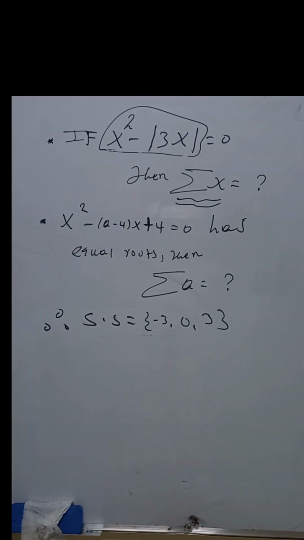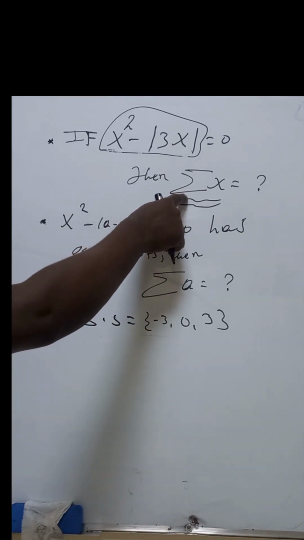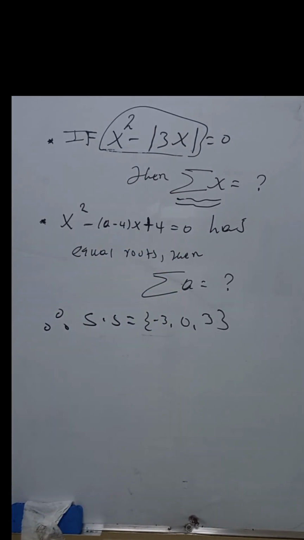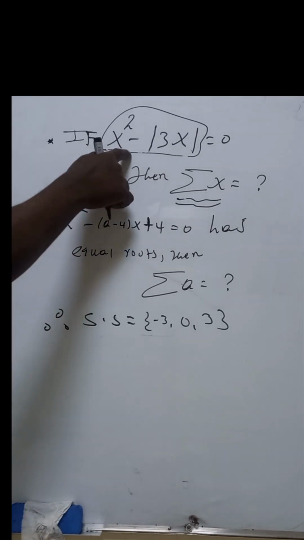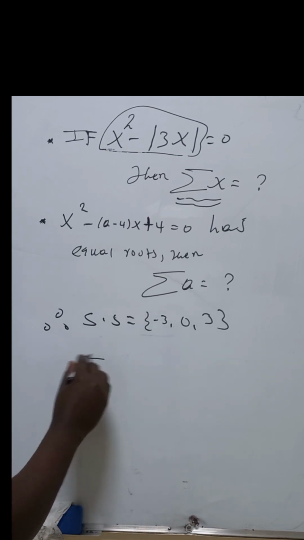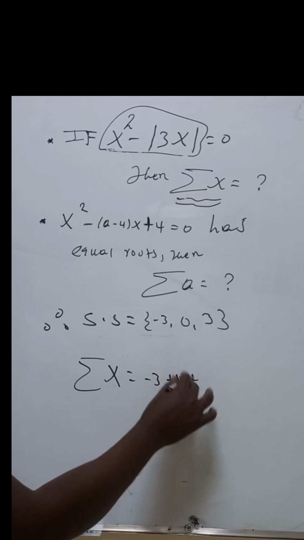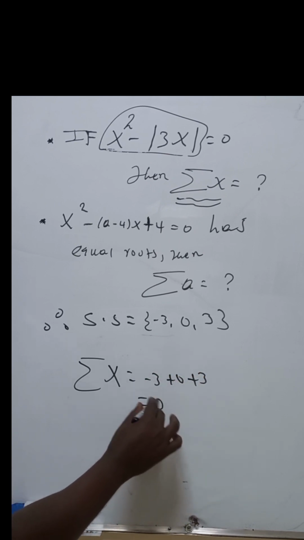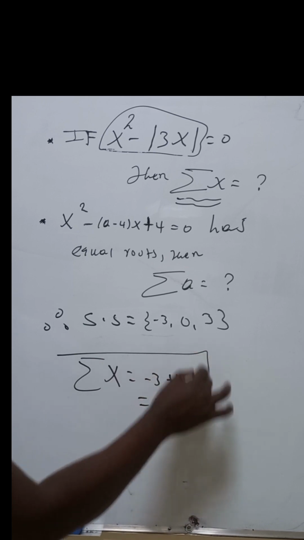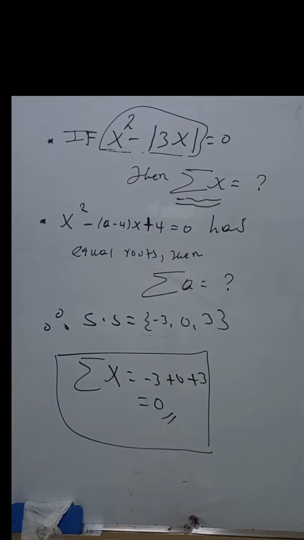And hence, we are asked to determine the summation of x. Summation of x means the sum of the roots that satisfy this equation. So these are the roots. Therefore, the summation of x is given by minus 3 plus 0 plus 3, which is 0. So the summation of the roots of this equation will be 0. This is the first question that you have to know how to do.